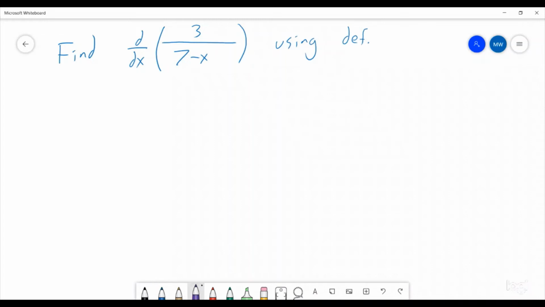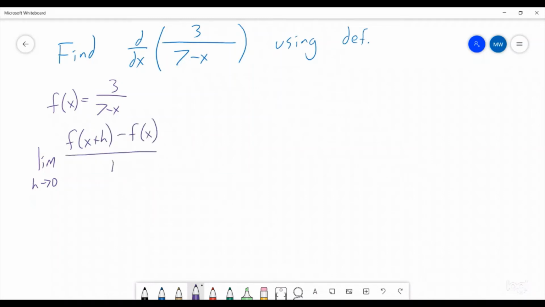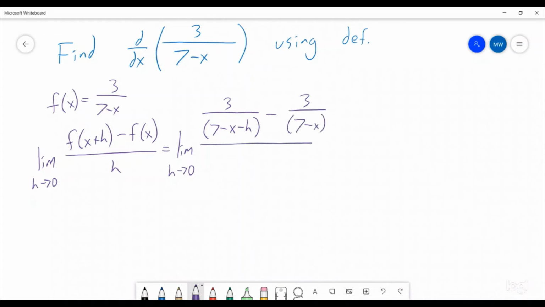Okay, so what I would do is I'd first say, well, what's my function? So it's going to be 3 divided by 7 minus x. And then the definition is going to say it's the limit as h goes to 0 of f of x plus h minus f of x all over h. And now we're just going to plug in. So this is the limit as h goes to 0 of 3 divided by 7 minus x minus h, minus 3 over 7 minus x, all over h.